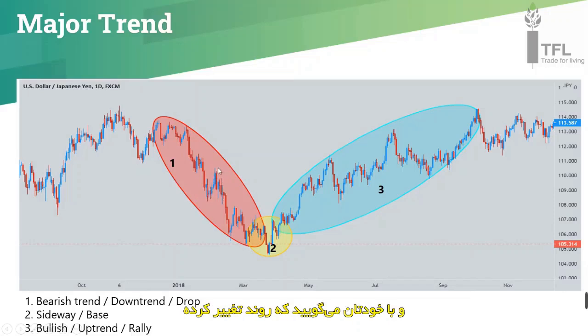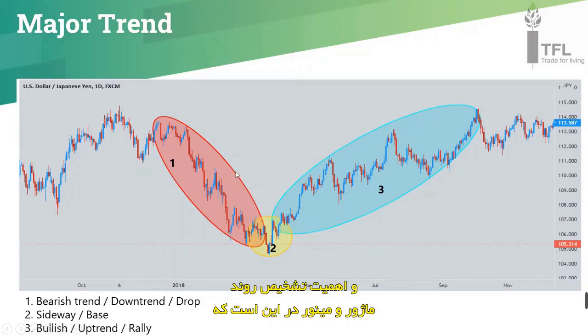All right, it looks like an uptrend. And you'll be talking to yourself, oh, the trend has changed. It has gone from downtrend to uptrend. But in the major trend, it's actually going down some more. It's just a retracement.